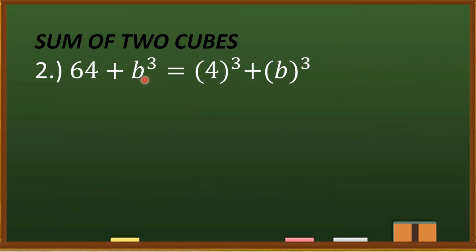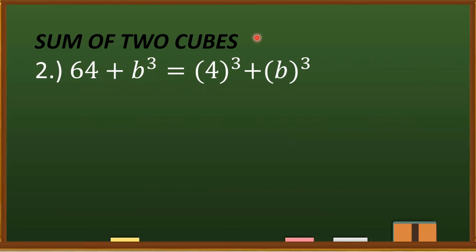64 plus b cubed. Okay, so 64 is a perfect cube. What is the root of 64? Cube root of 64, that is 4. 4 times 4 is 16 times 4, that is 64. And then cube root of b, which is b, kaya kinulong natin siya sa parenthesis para malaman natin na yung root or cube root nung given na 2 cubes.